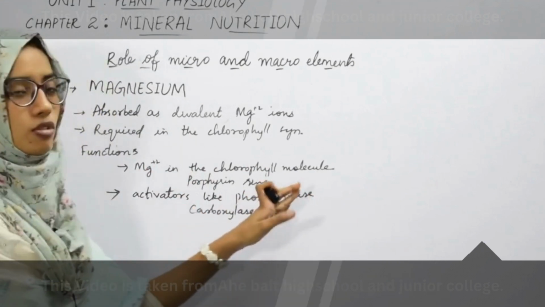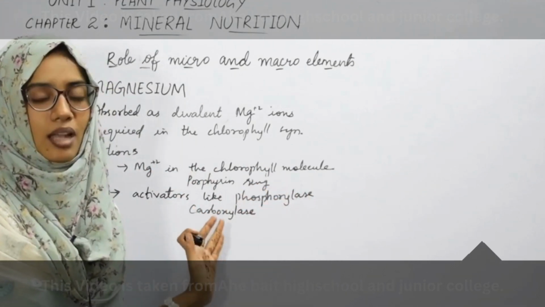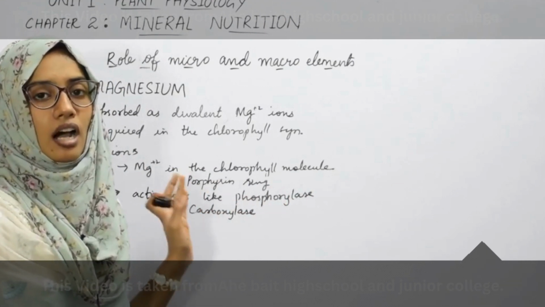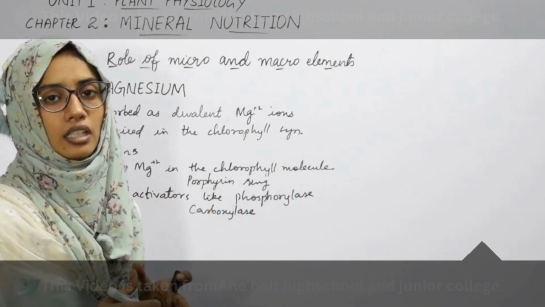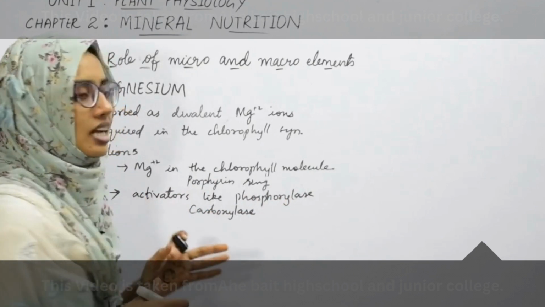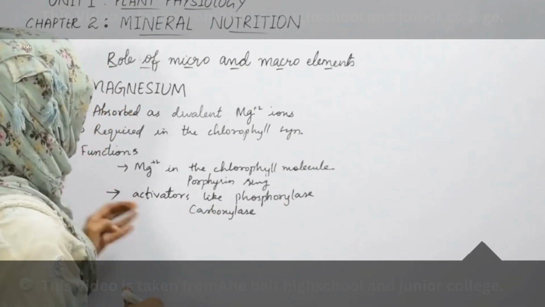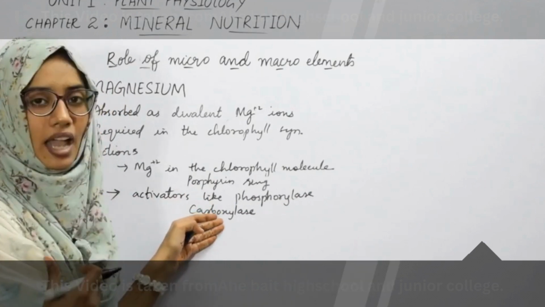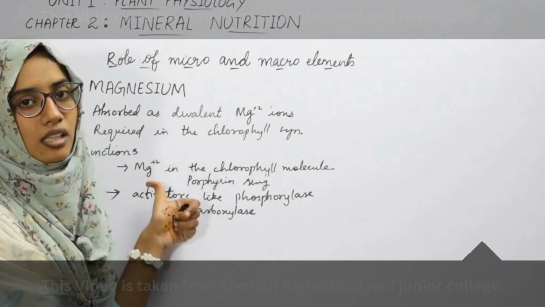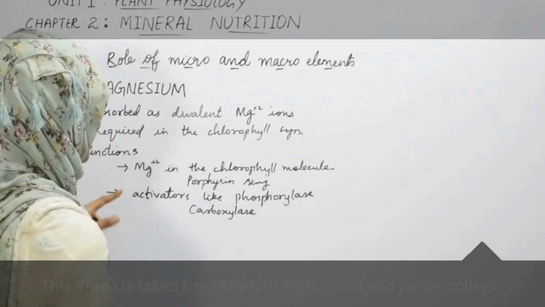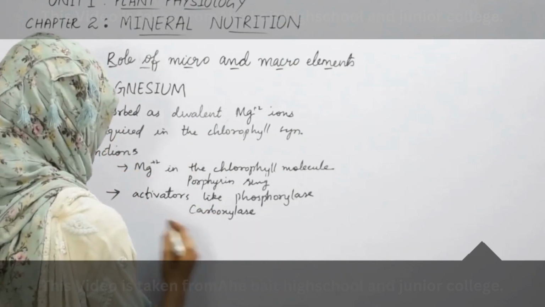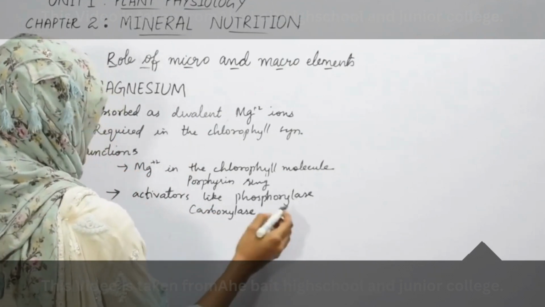The enzymes phosphorylase, carboxylase and many other enzymes are involved in processes like respiration and photosynthesis. So these are the enzymes which are going to be activated only in the presence of magnesium ion, and hence magnesium acts as an activator of enzymes.